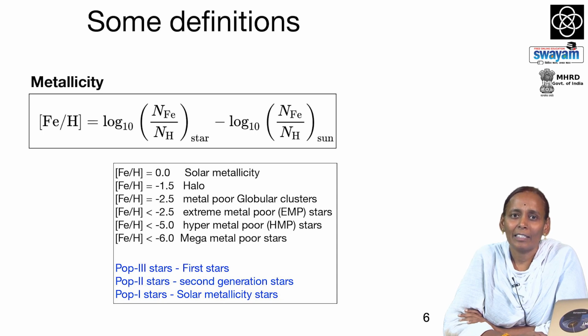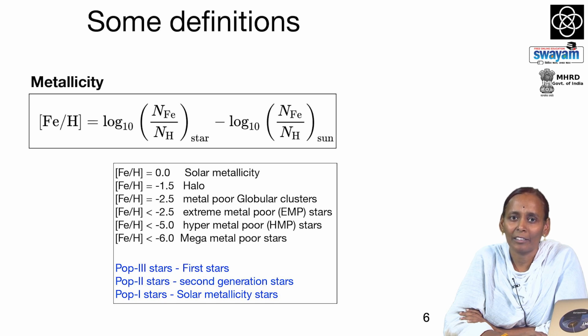When we say metallicity, the square bracket Fe by H means the logarithm of the number density of iron over hydrogen in the star minus the logarithm of the number density of iron over hydrogen in the sun. These are typical values: Fe by H equal to 0 means solar metallicity, similar to solar abundances. Stars in the halo of our Milky Way have minus 1.5 as the typical median metallicity, which is much more metal poor than our sun.